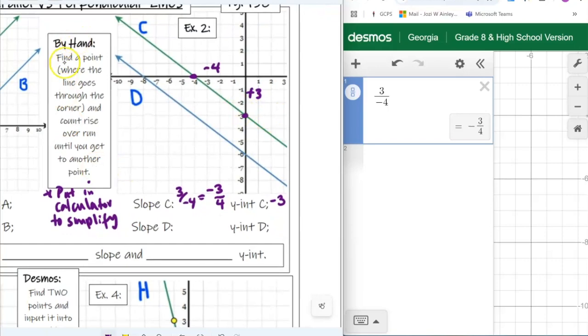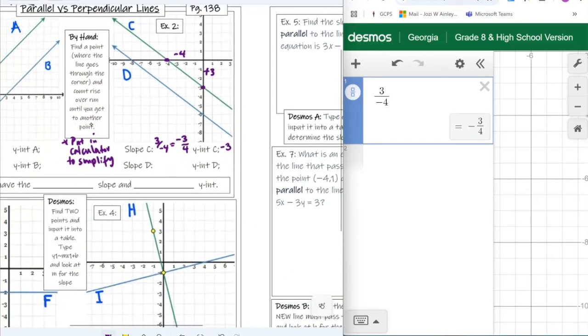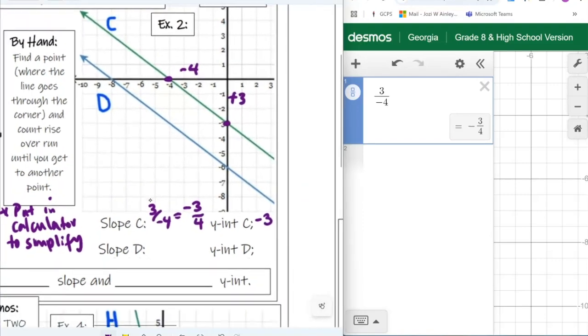So we're going to repeat that process. Find a point where it goes through. Actually, I'm going to use the calculator to do this one. So I did that one by hand. Now I'm going to use the calculator. It says find 2 points and put it in the table. So I need to find 2 points. Here is a point right here. I'm looking for corners. All right, the next corner is right here.